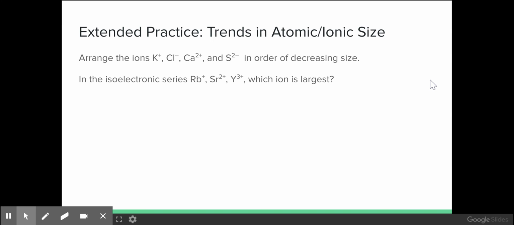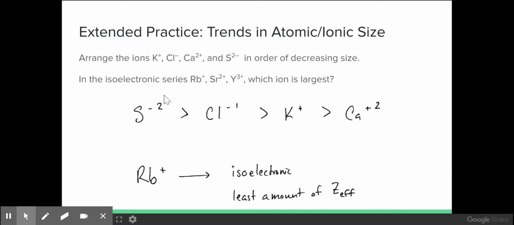Okay. Go ahead and see if you can arrange each one of these sets in terms of ionic or atomic size. We might have some isoelectronic species to take into consideration. In the first set, sulfur 2- would be my largest. Notice how it says decreasing. You have to be very careful about what the directions are asking you to do. Chlorine 1- would be the next largest, followed by K+ and then Ca2+.